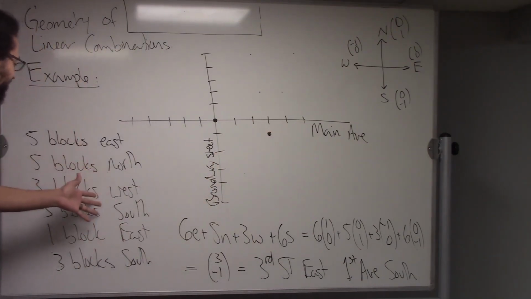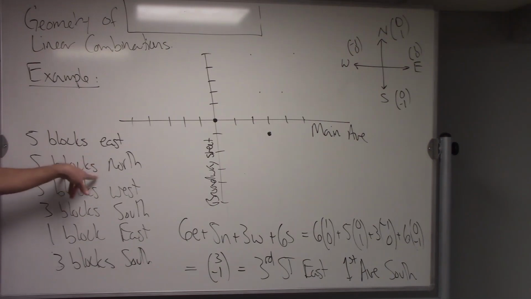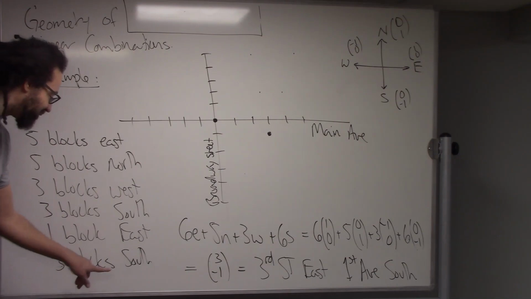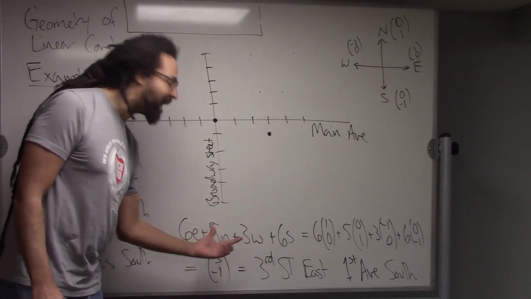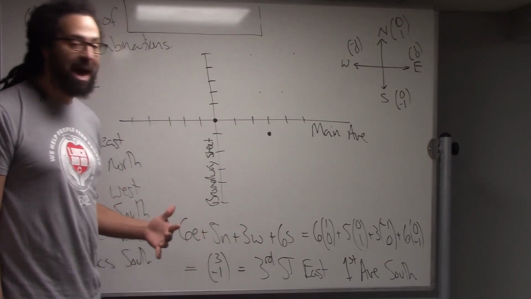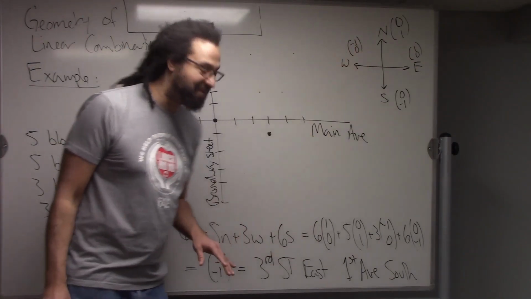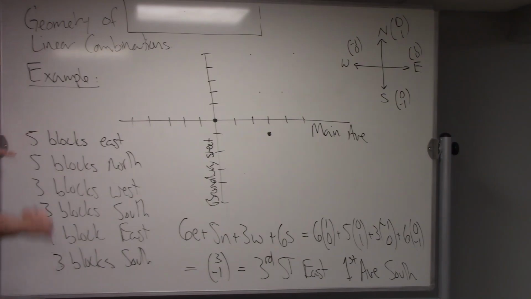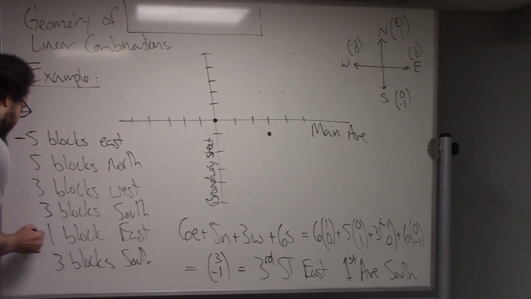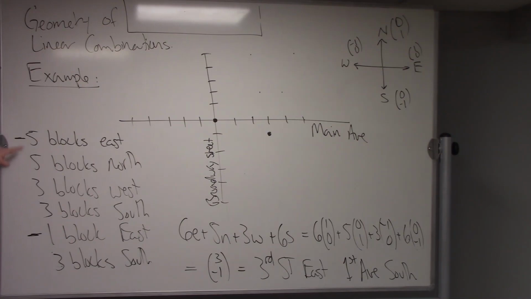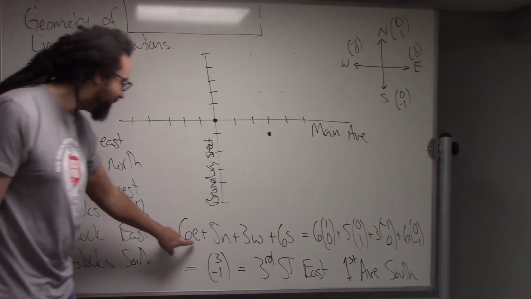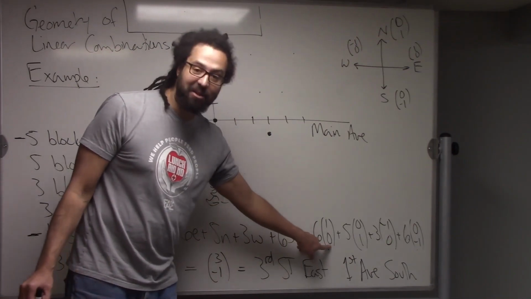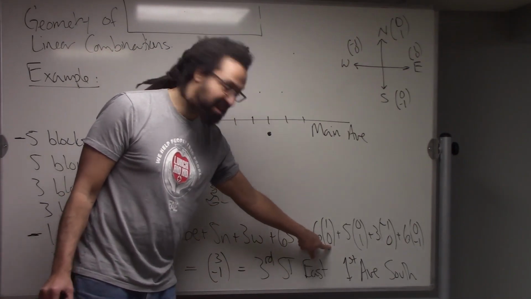So where should this land us? If I go 5 blocks east, 5 blocks north, 3 blocks west, 3 blocks south, 1 block east, 3 blocks south, how can I write that down as a linear combination of these four direction vectors? Well, altogether, I went 5 blocks east, and then I went 1 block east. So that means I went 6 blocks to the east. So that's 6 times that east vector, 1, 0.